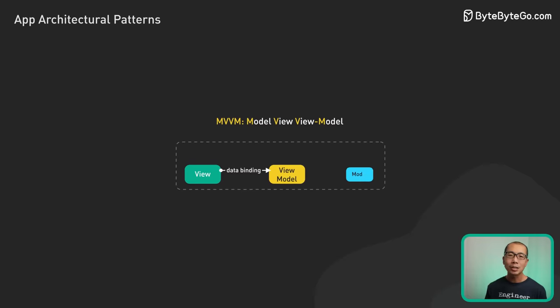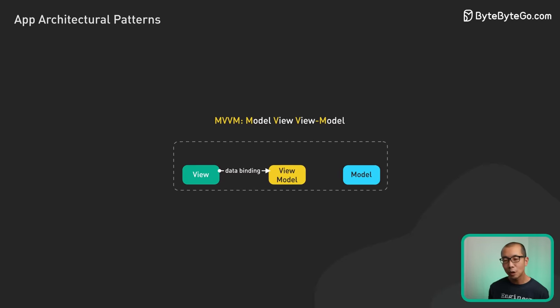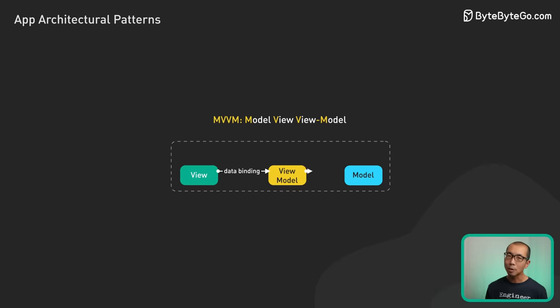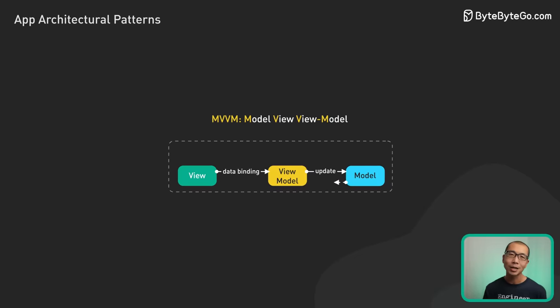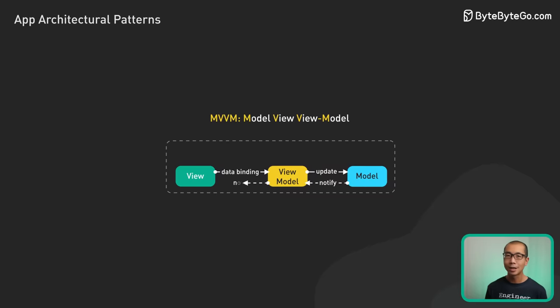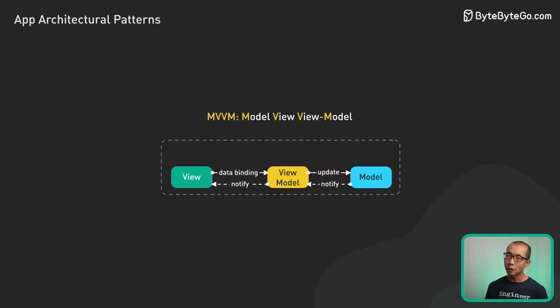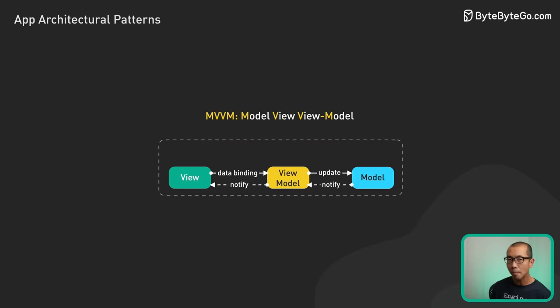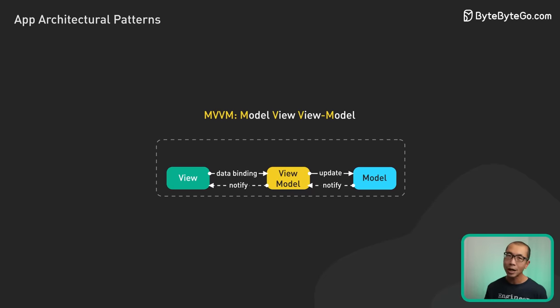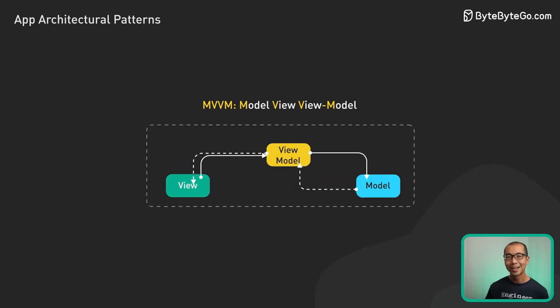MVVM introduces data binding between the view and view model. It enables automatic propagation of data changes in both directions. It reduces the need for explicit update logic. The view model handles syncing raw model data to reflect UI changes automatically.